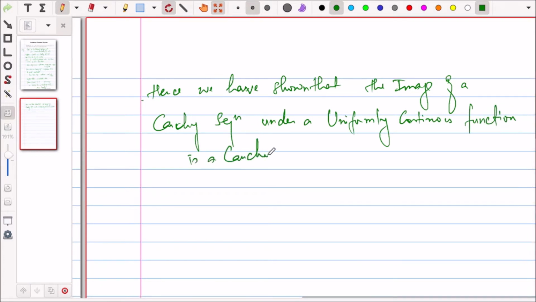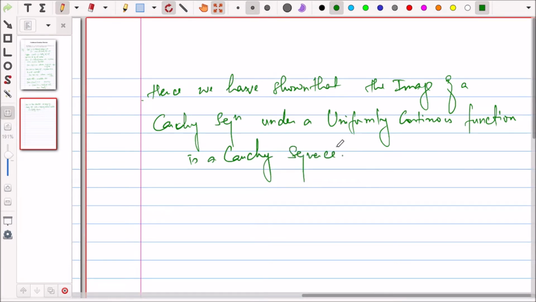So this result is very important because we use it in a lot of places in a lot of theorems. In fact, the theorem that we are going to do next, the continuous extension theorem, will again use this theorem. To remember this result we must remember this fact: the image of a Cauchy sequence under a uniformly continuous function is a Cauchy sequence.